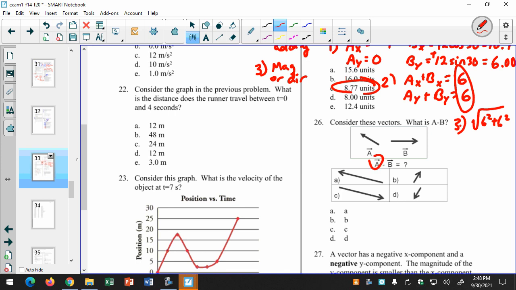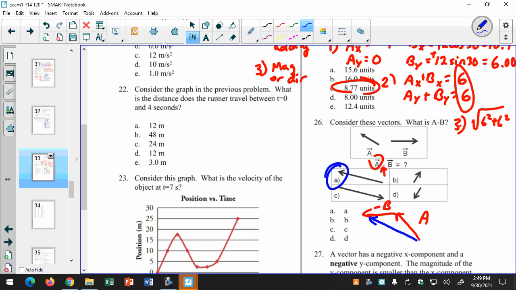I draw the vector A first. There's my vector A. Recognize that this is a negative here, so I'm going to draw the opposite of B. So there's my B. This is A minus B. And then the sum of these two vectors, or the difference rather, looks like that. And so that's A is the answer.